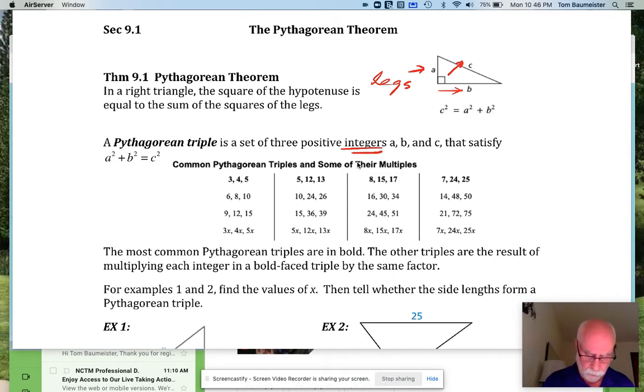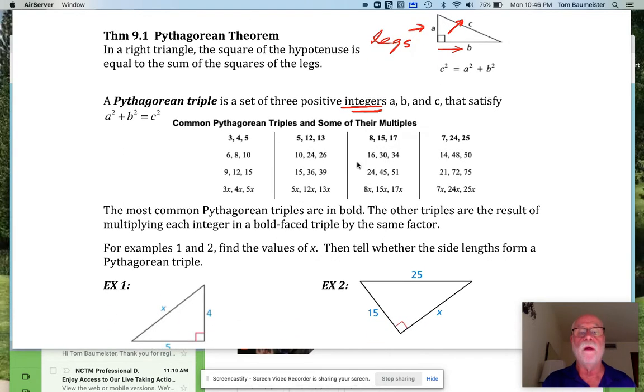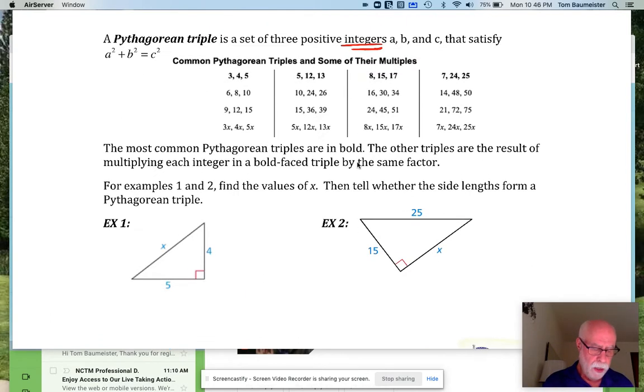All right. So the most common Pythagorean triples, like I just said, are in bold, and the other triples are a result of multiplying each integer in the boldface triple by the same factor, which I'm just repeating myself. So, for examples 1 and 2, find the values of x.